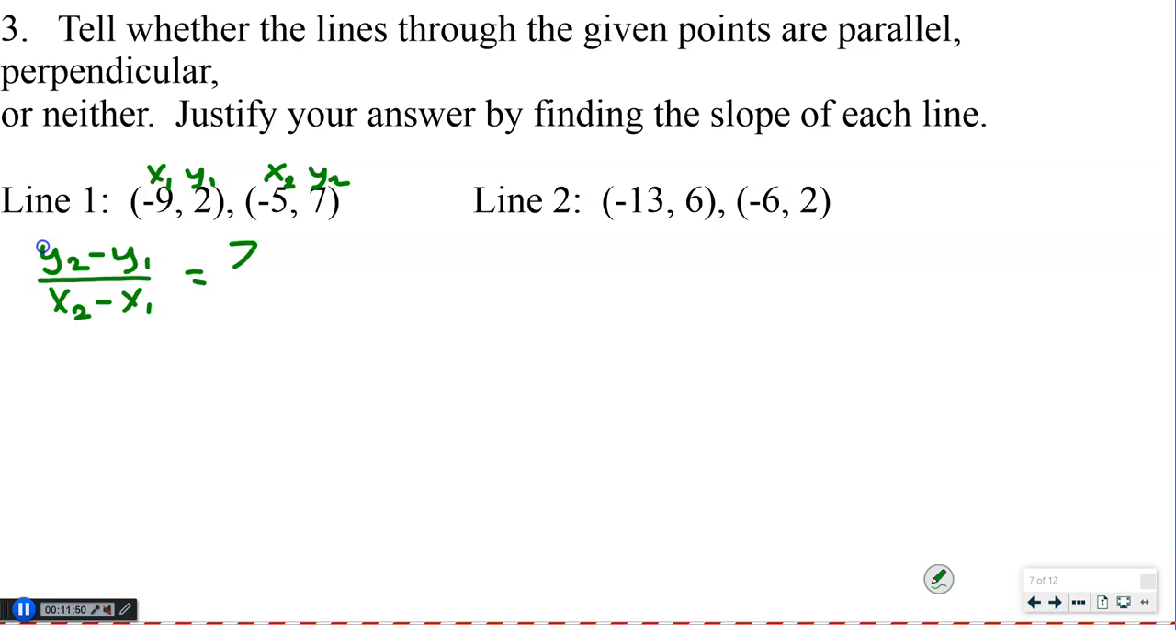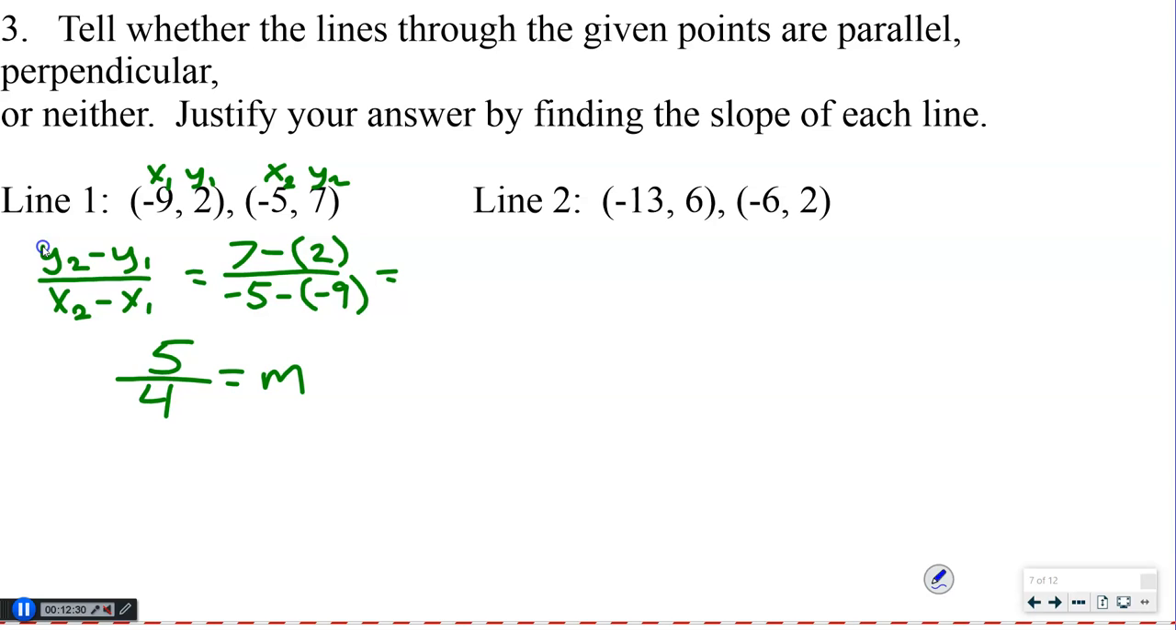So I would have 7 minus 2. That doesn't need to be in parentheses. And then negative 5 minus negative 9. That one probably should be. All right, so 7 minus 2 gives us 5. And negative 5 minus negative 9 is really negative 5 plus 9. So that's 4. So our slope of line 1 is 5 over 4.